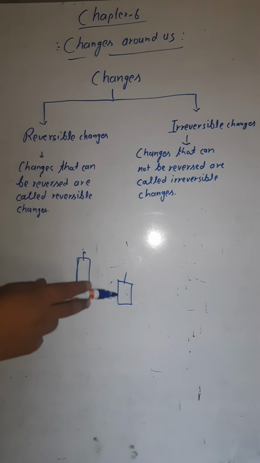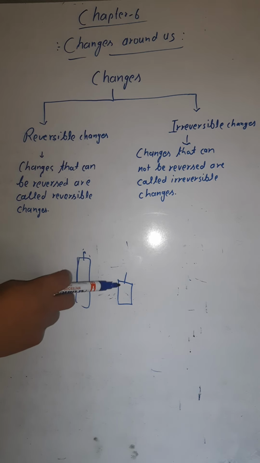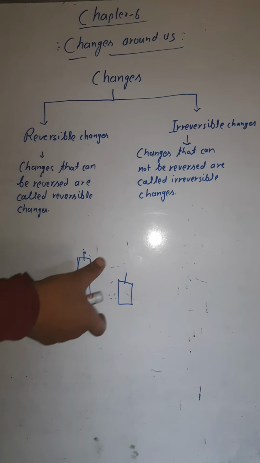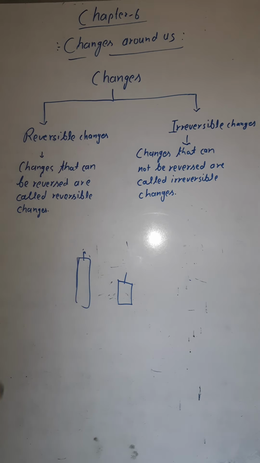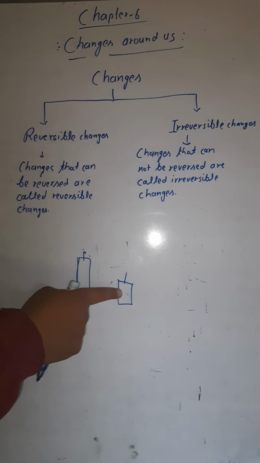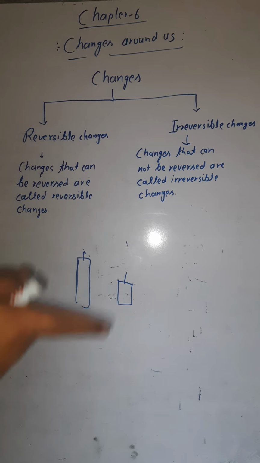Okay, so can it be brought back into its original shape? No. Once the candle starts melting, the candle just becomes shorter in length. It cannot be brought back into its original position. Okay, so this is an example of an irreversible process. So melting of a candle is an irreversible change.